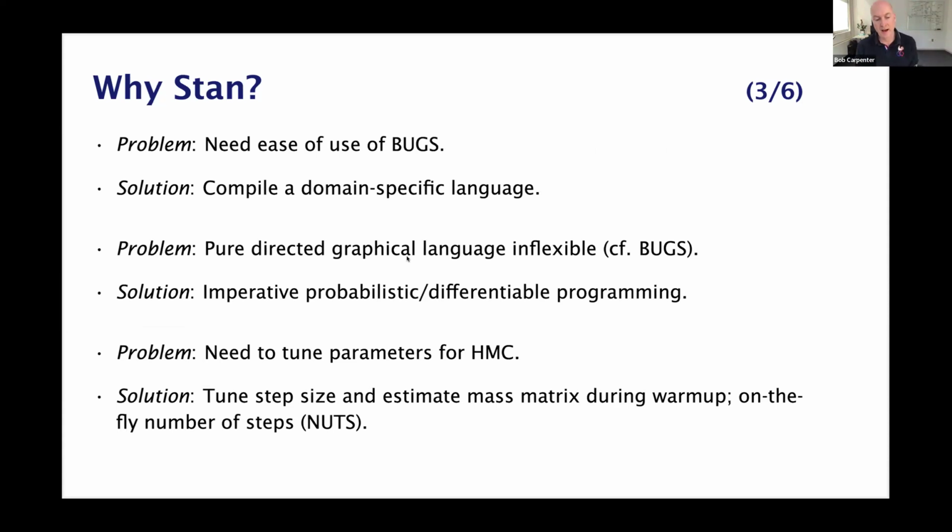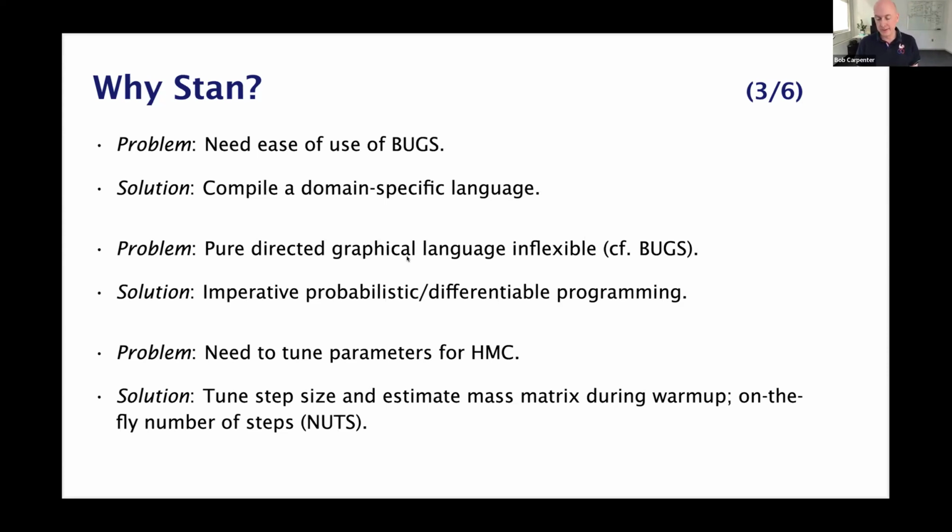So when we were thinking about this, we decided that the pure graphical language that you had in something like BUGS was really inflexible. So instead, we went with an imperative language, which really means that in Stan, you're really writing a differentiable function for the log density, rather than defining the nodes in a graphical model, for example, right?